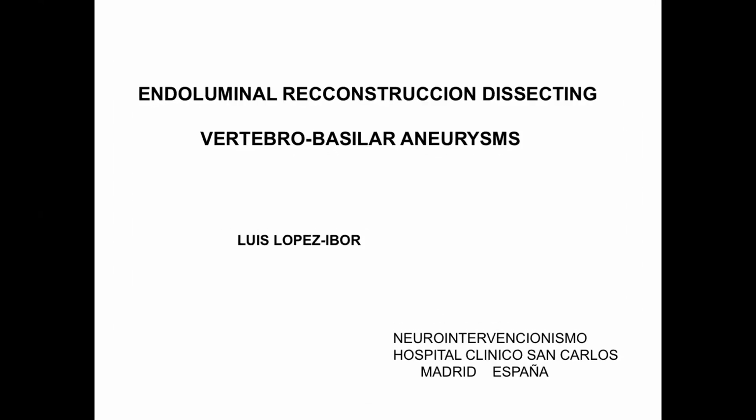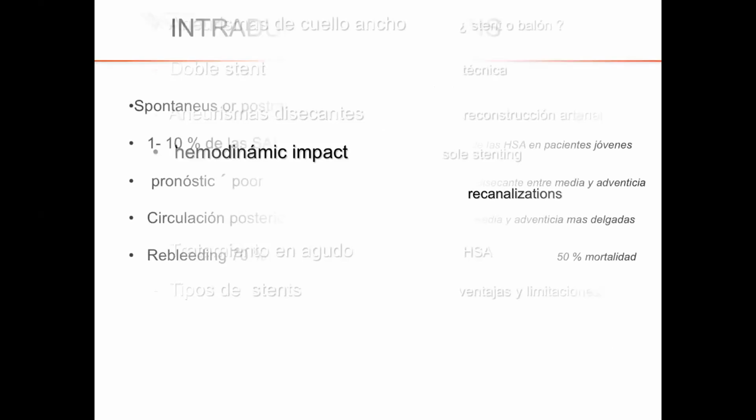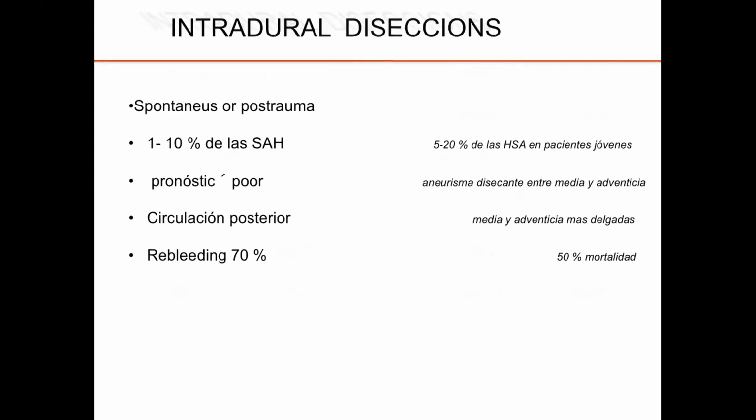Neuroradiologist. I present endoluminal reconstruction of the dissecting aneurysms localized in vertebro-basilar territory. This type of aneurysm has two important points. One is hemodynamic impact, and the second is the recanalization, because they are dissecting aneurysms. The origin of dissecting aneurysms is possibly secondary to trauma, and sometimes it is spontaneous.